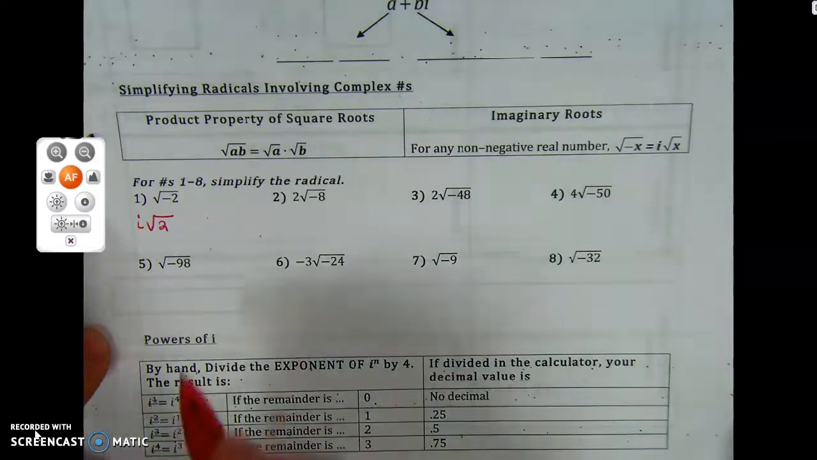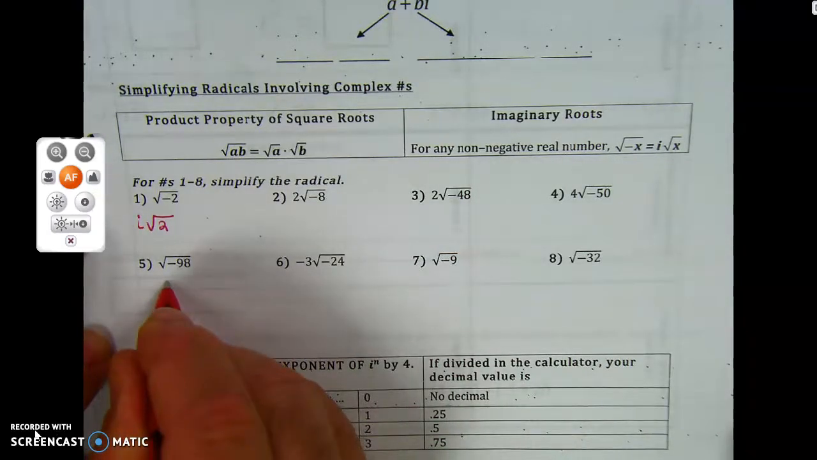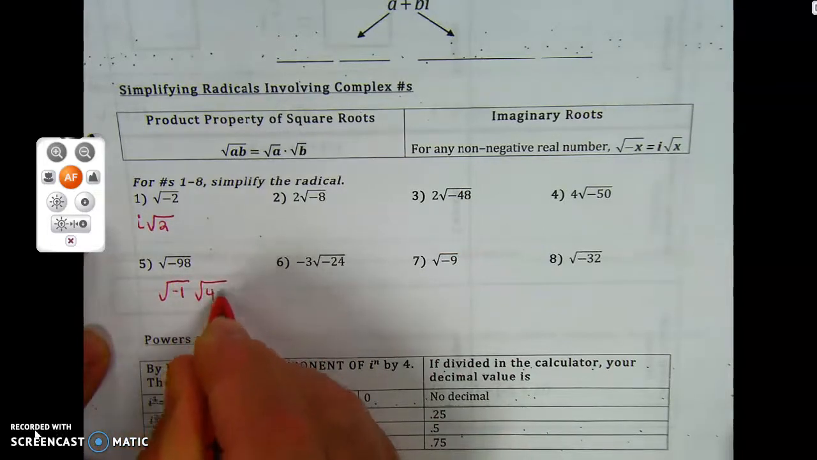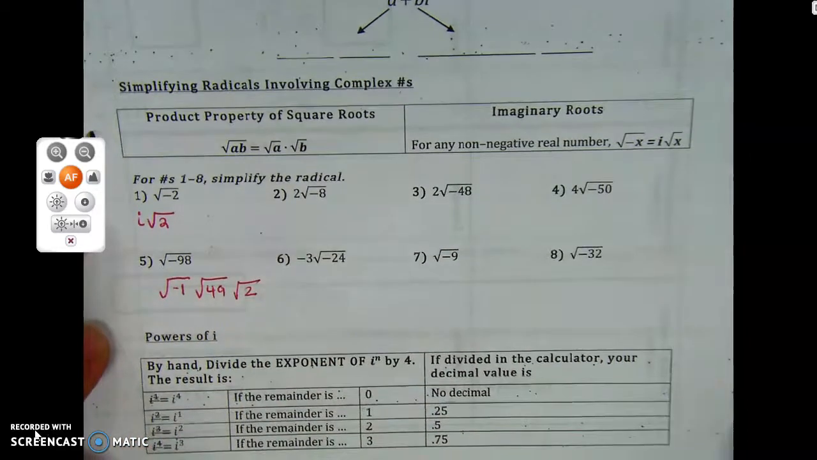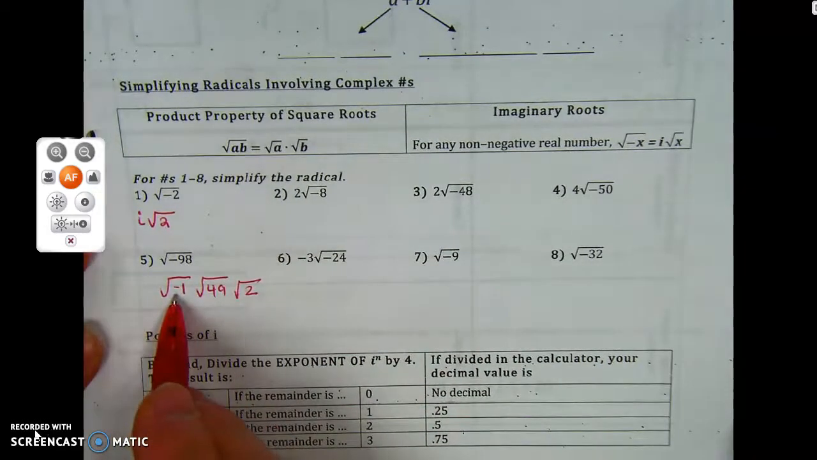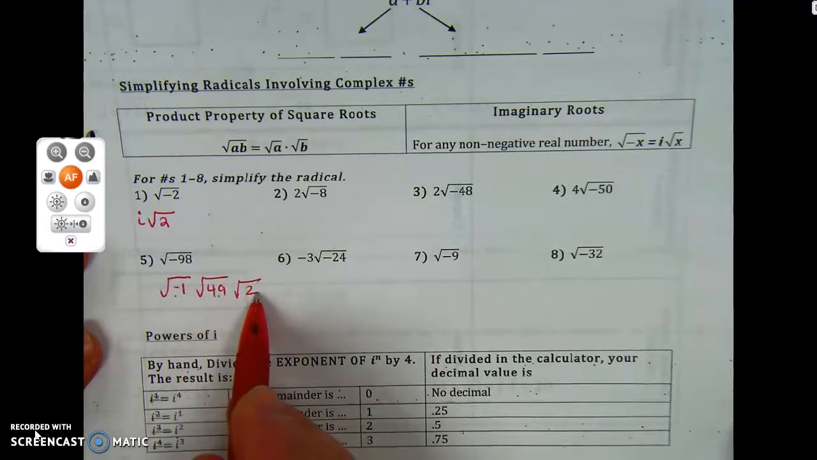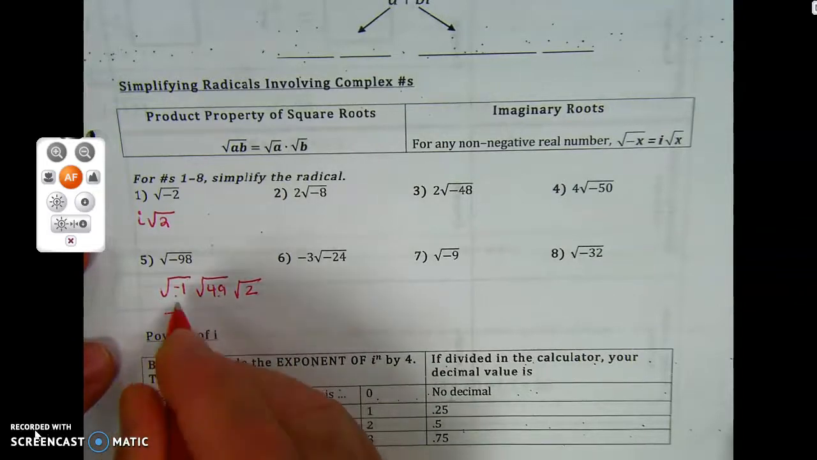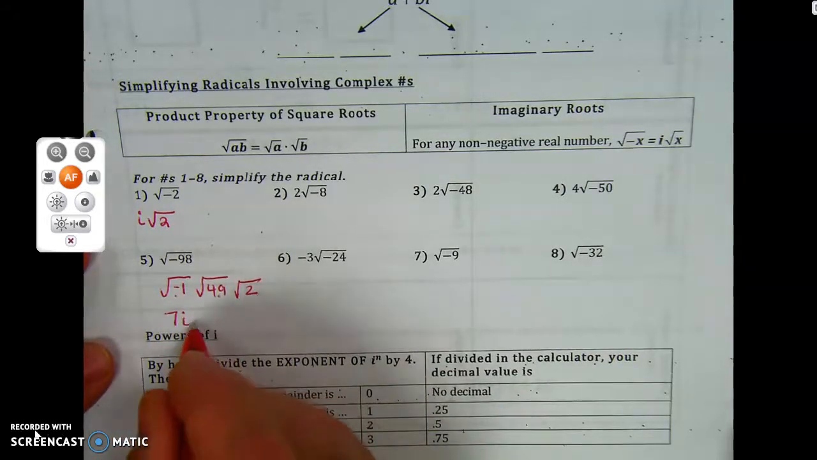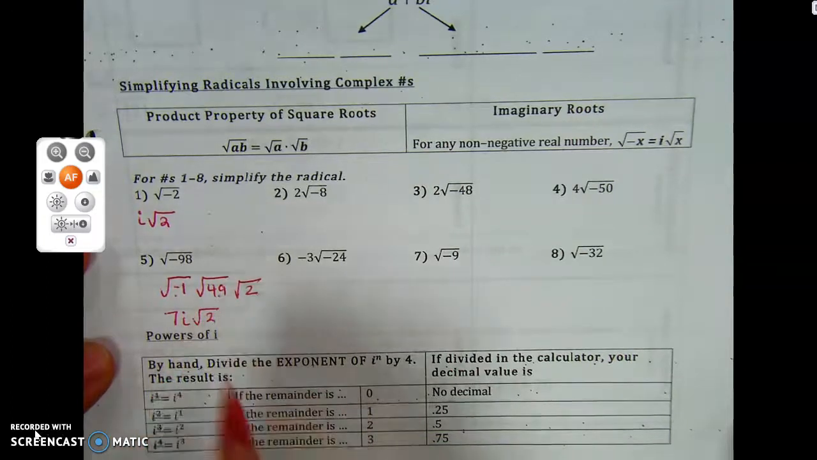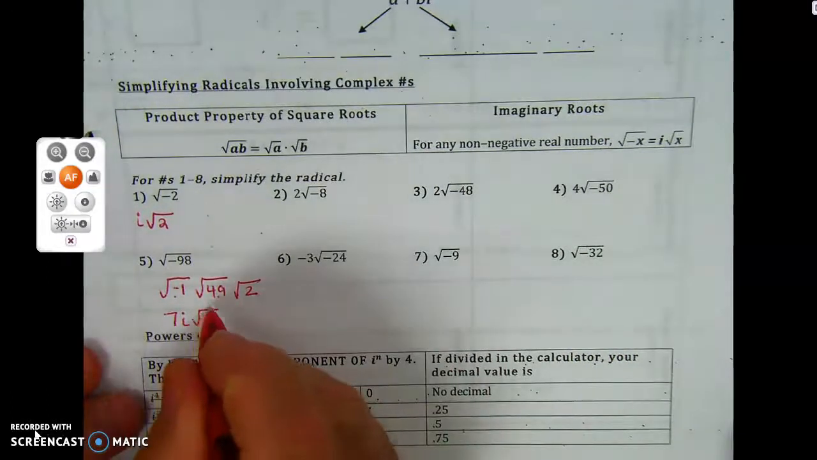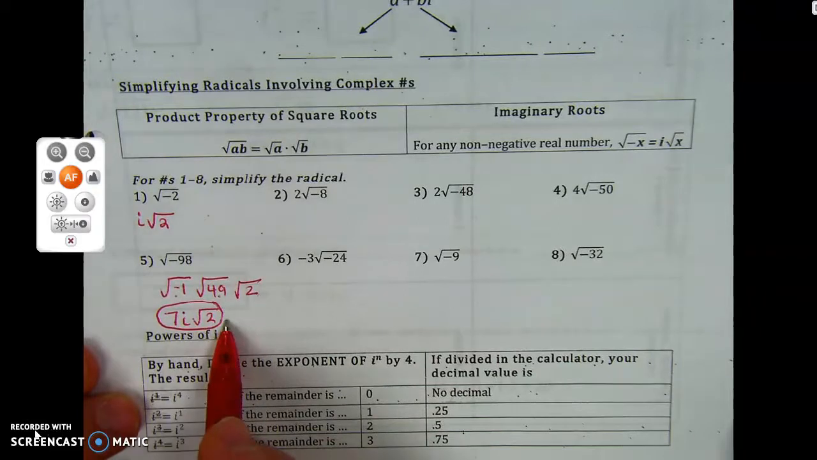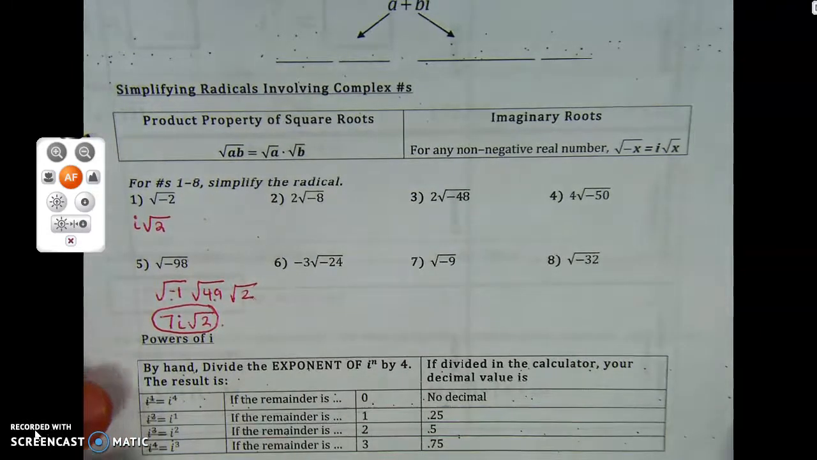Then let's look at number 5. Square root of 98 is the square root of -1 times the square root of 49 times the square root of 2. Okay, so we know this is i, we know this is 7, and we don't know what this is, so we leave it that way. So I'm going to start with my 7. Square root of 49 is 7. Square root of -1 is i. And then bring down the square root of 2 and leave it in the radical, because square root of 2 we can't simplify, okay? Again, I could put this i over here behind the radical if I wanted to.